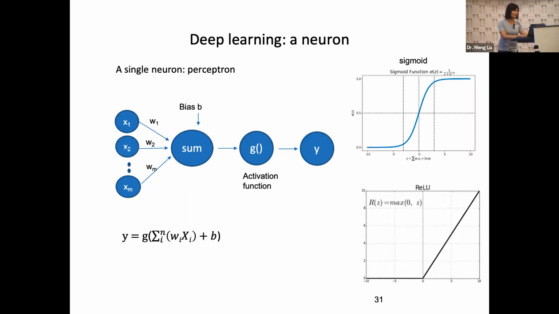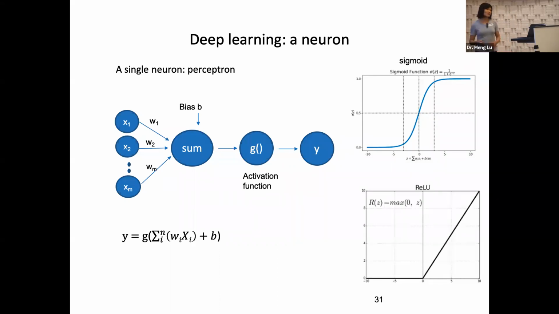Again, we start from some basics. The basic unit of deep learning is a neuron, which is called a perceptron. In the first step, you take the weighted sum of the input and then add a bias to it. This bias will control when the neuron is activated. Then this number passes to a nonlinear function, which is called the activation function, and that gives the output.